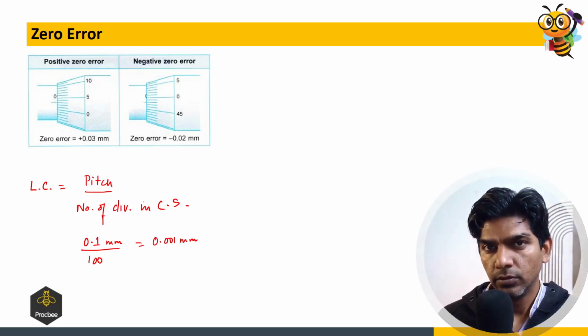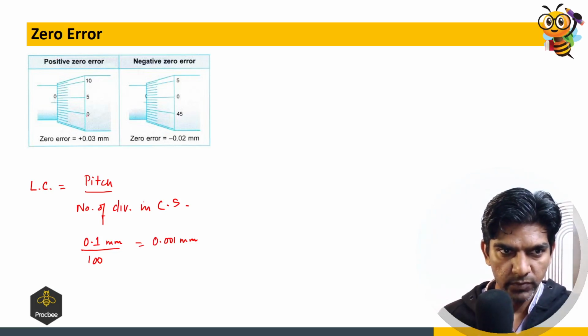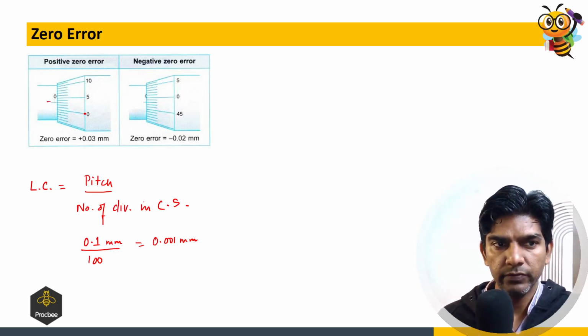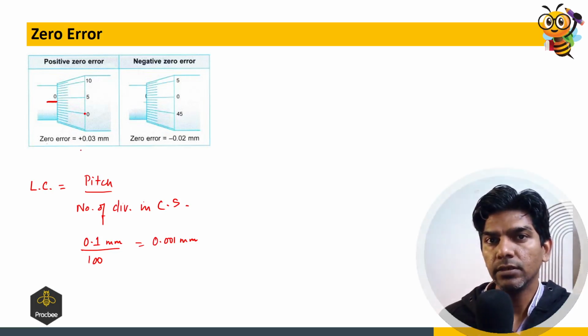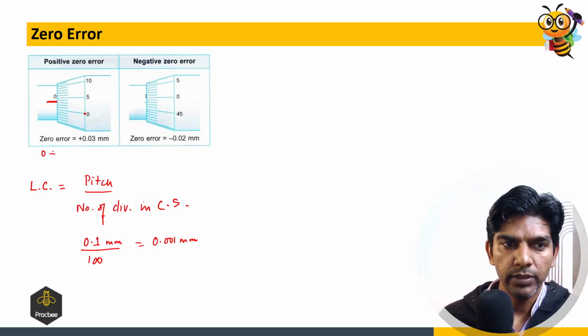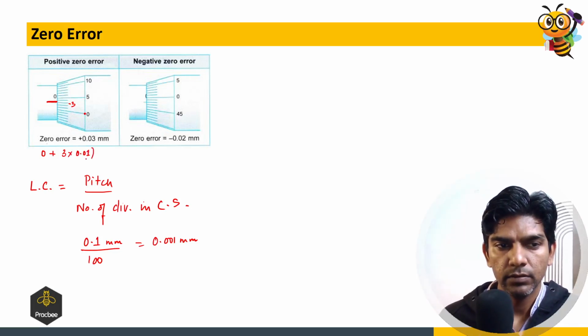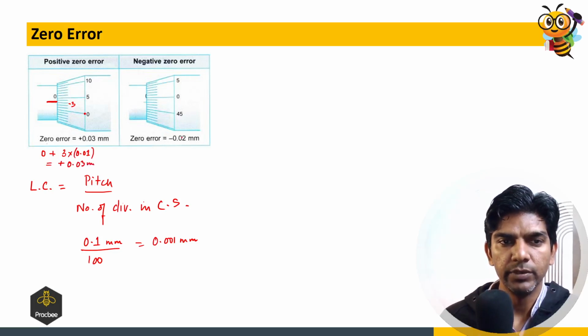Now there can be zero error, there can be nil zero error, positive or negative zero error. So when the zero on the circular scale is below the reference line, then there will be a positive zero error. It means the screw gauge is already showing some reading. And how to find the zero error? It will be 0 plus which division is coinciding with the reference line? It will be 3. So it will be 3 times the least count, which is 0.01 millimeter. So this comes out to be plus 0.03 millimeter.